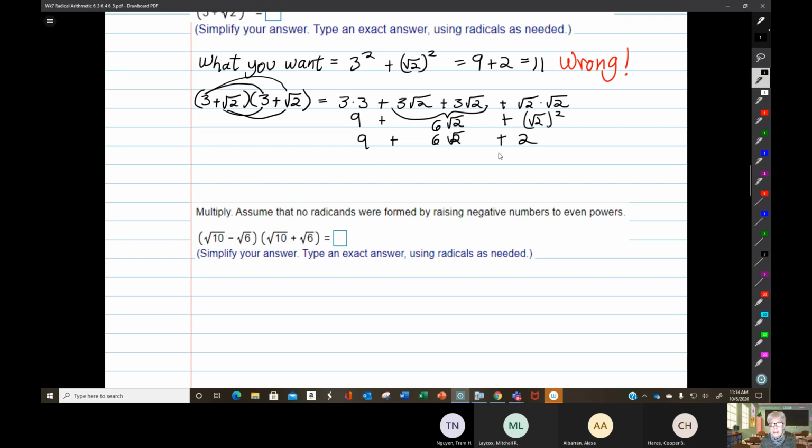Now 9 is a constant and 2 is a constant, so you can combine them. You'll have 9 plus 2 plus 6 times the square root of 2, and that's going to equal 11 plus 6 times the square root of 2.